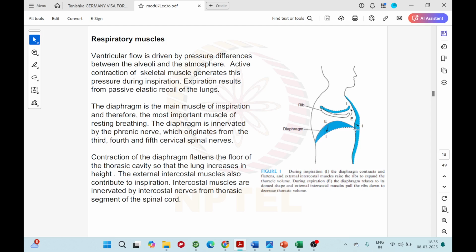The rib cage also goes a little forward. So here you can see during inspiration the diaphragm contracts and flattens, and the external intercostal muscles raise the ribs to expand the thoracic volume. During expiration the diaphragm relaxes to its dome shape again, and the external intercostal muscles pull the ribs down to decrease the thoracic volume. The external intercostal muscles also contribute to inspiration. Intercostal muscles are innervated by intercostal nerves from the thoracic segment of the spinal cord.